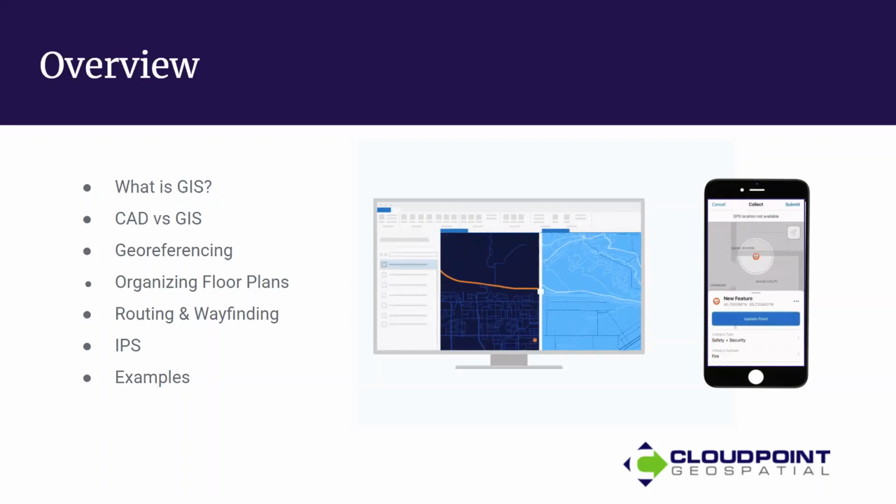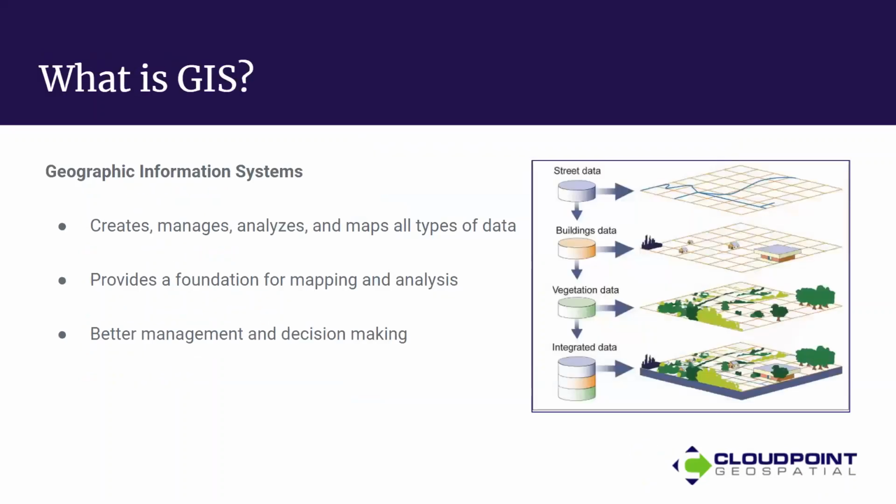All right. So what is GIS? Geographic Information Systems. It's a way to create and manage and analyze all types of data through a mapping interface. So, there are some similarities to CAD that we'll talk about, but for the most part, GIS is a foundational platform that allows you to add data layers, and you can overlay those layers with one another. But ultimately, what you end up with is a powerful decision-making tool. And that's really what we're after here. We want to use it for improved decision-making, specifically for facility management in this case.